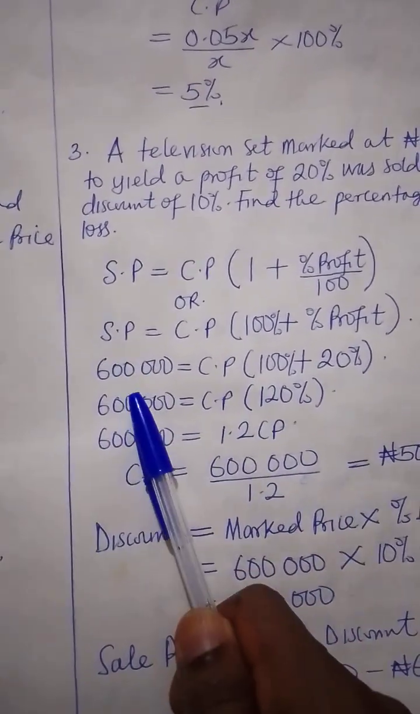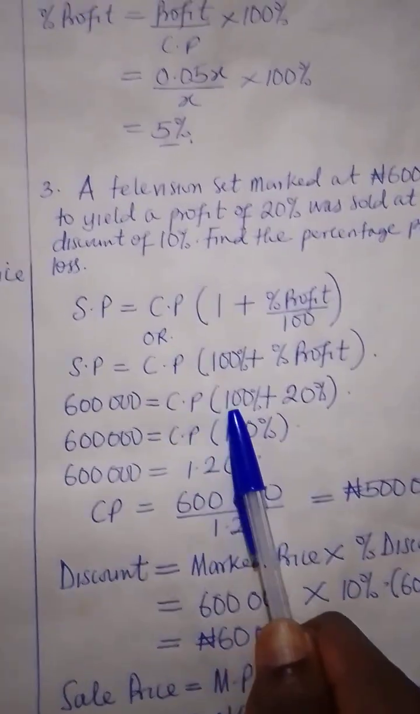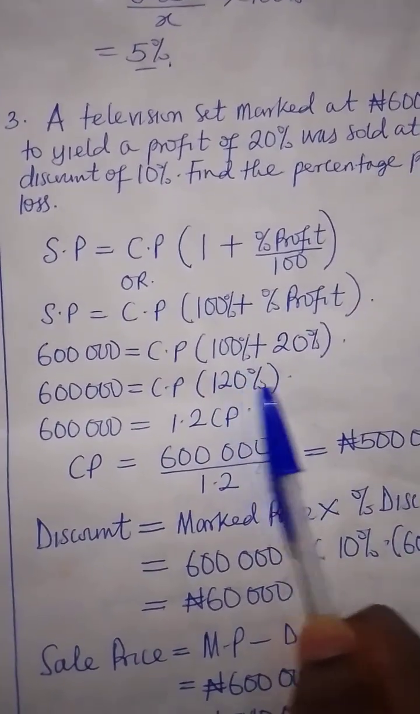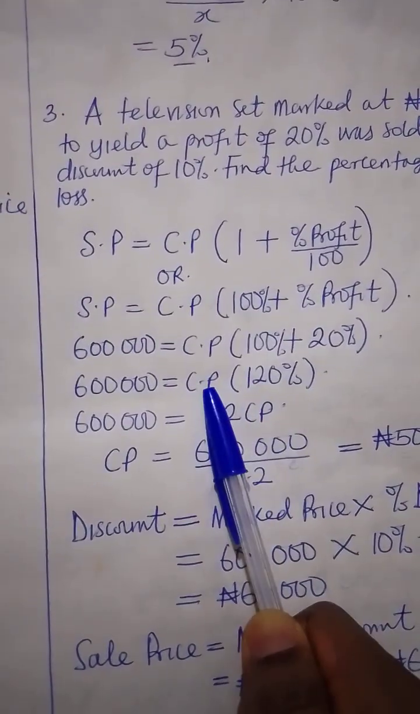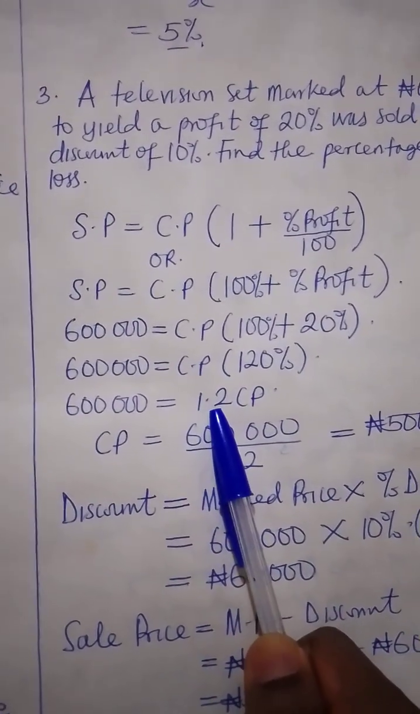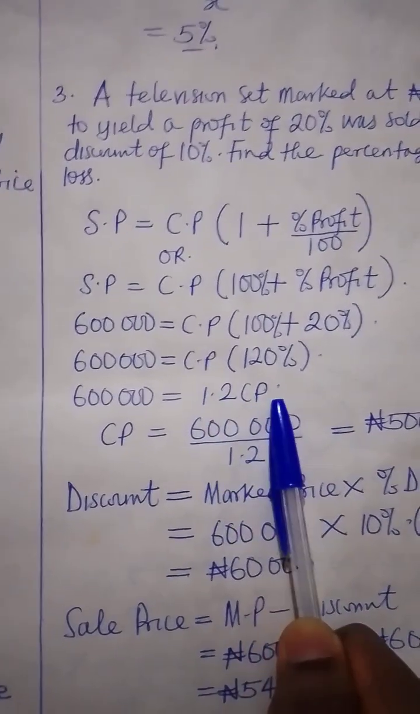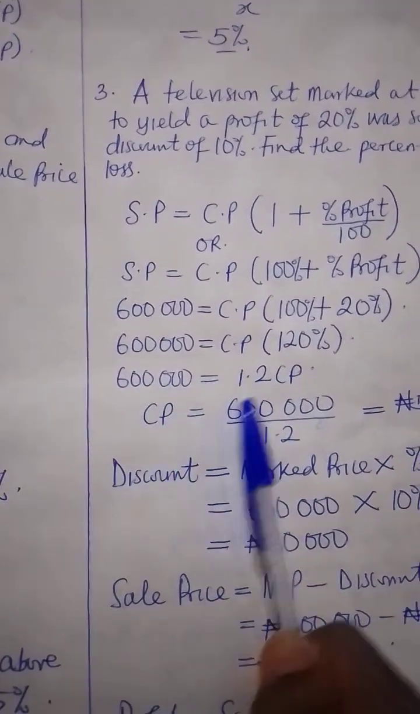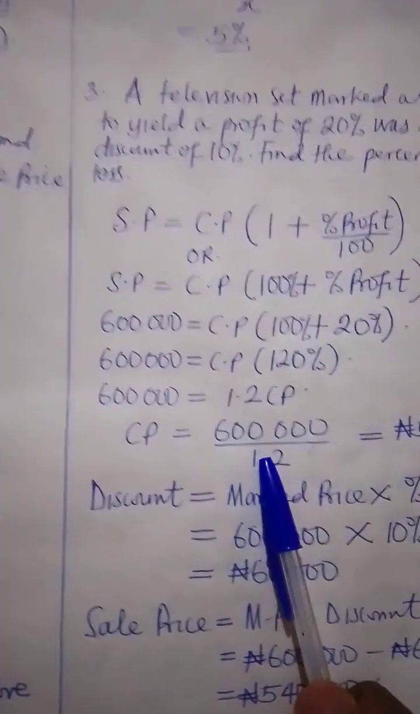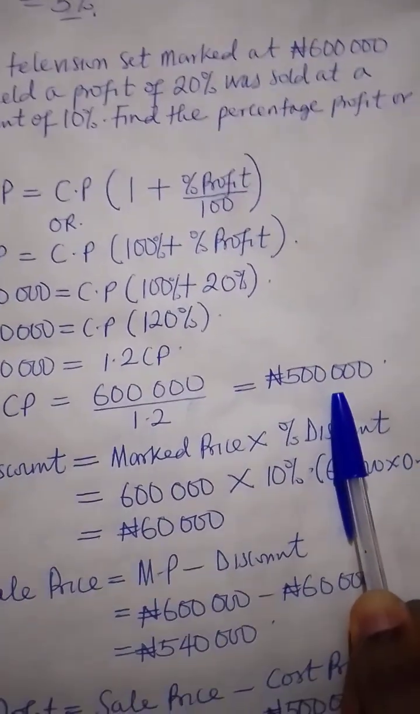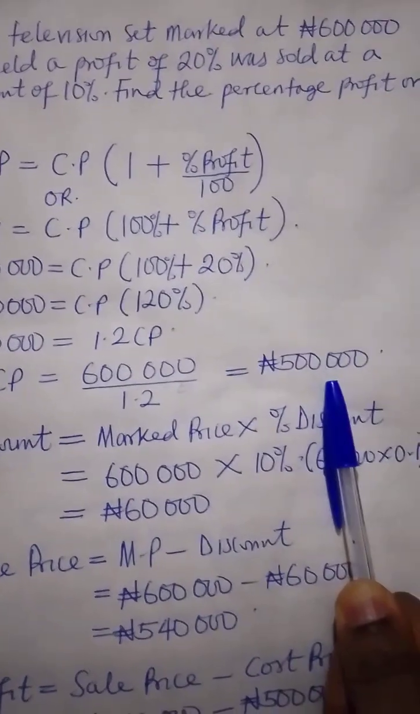So 600,000 is the cost price, 100% plus 20%, that will give us 120%. So 120% times CP, that's 1.2 CP. 120% is like saying 120 over 100, that's 1.2 CP. So if we resolve this as CP, 600,000 divided by 1.2, that will give us 500,000. So our cost price is then 500,000.